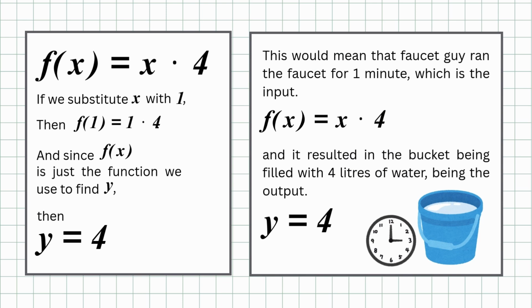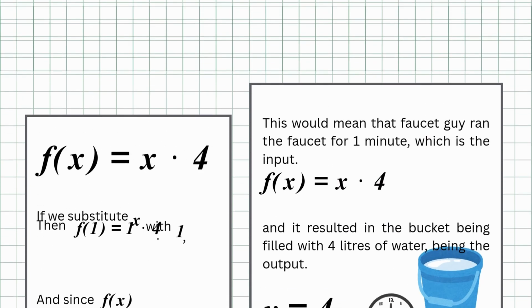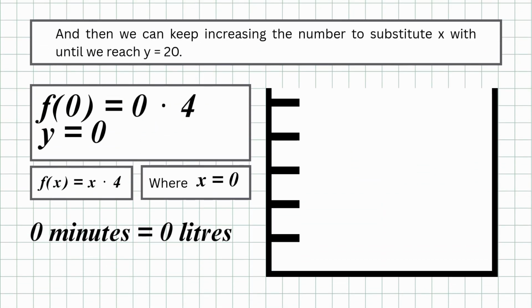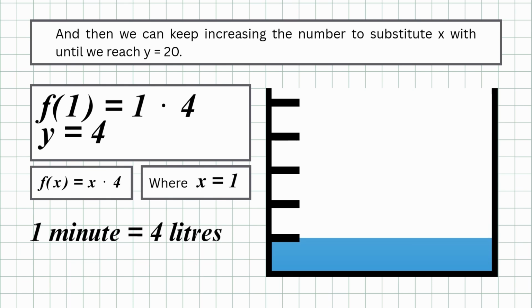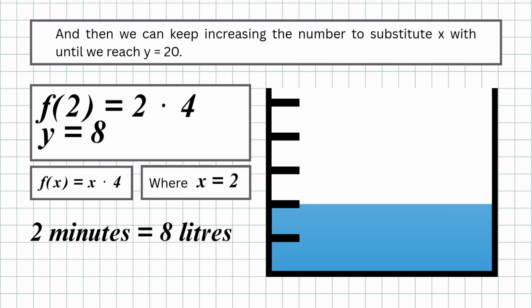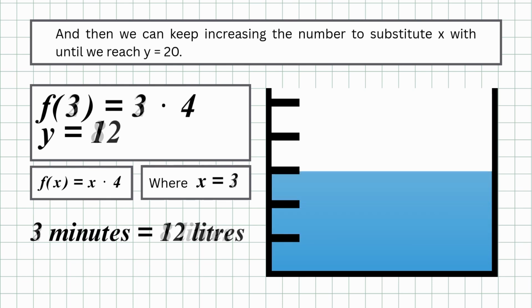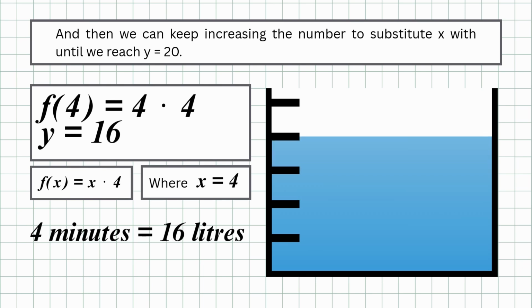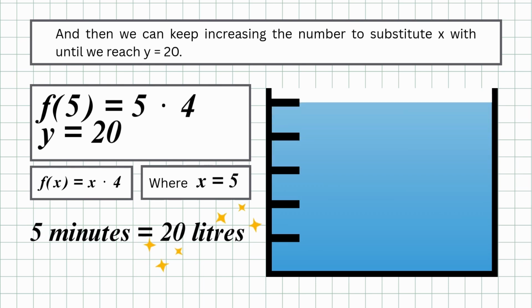This would mean that faucet guy ran the faucet for 1 minute, which is the input, and it resulted in the bucket being filled with 4 liters of water, being the output. And then we can keep increasing the number to substitute x with until we reach y equals 20. So f of 0 equals 0, f of 1 equals 4, f of 2 equals 8, f of 3 equals 12, f of 4 equals 16, and f of 5 equals 20.